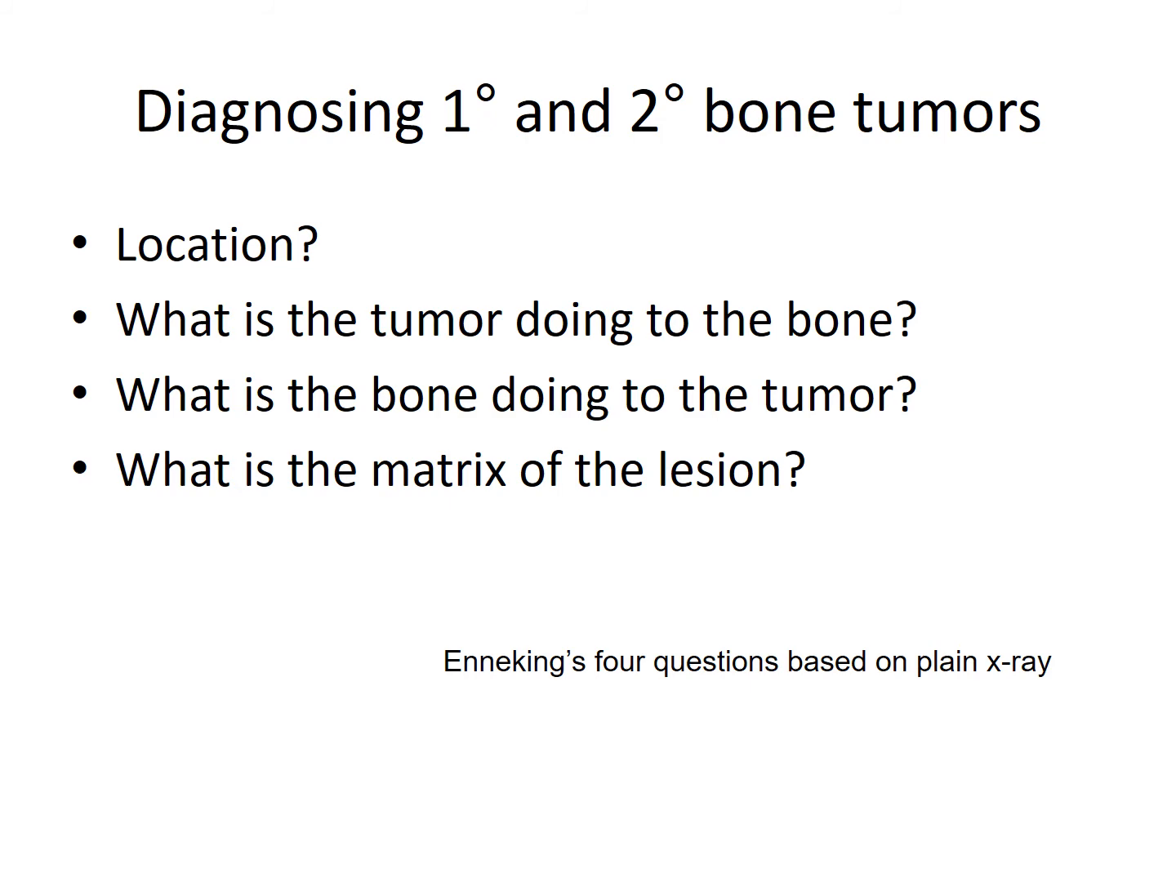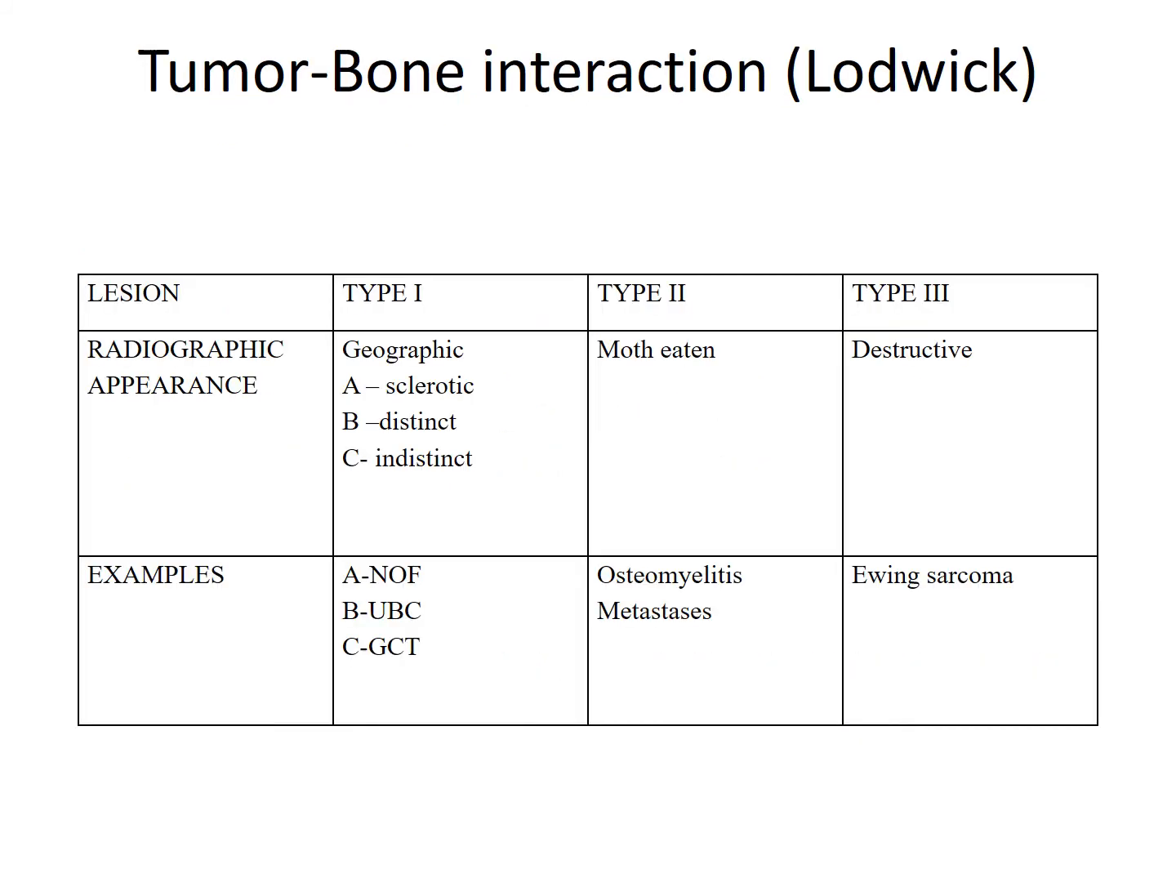So we've talked about location. We can talk about what the tumor is doing to the bone, what the bone is doing to the tumor. The tumor-bone interaction was described by Lodwick, and it looks at basically the progression of a benign geographic lesion to a very lytic, aggressive, destructive lesion. And it's not as important to understand each type and terminology and how they go, but to get an understanding of what a lesion does and how it appears to understand if it's benign or not.